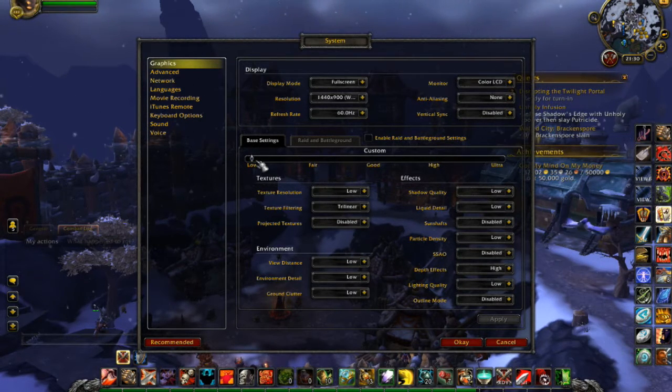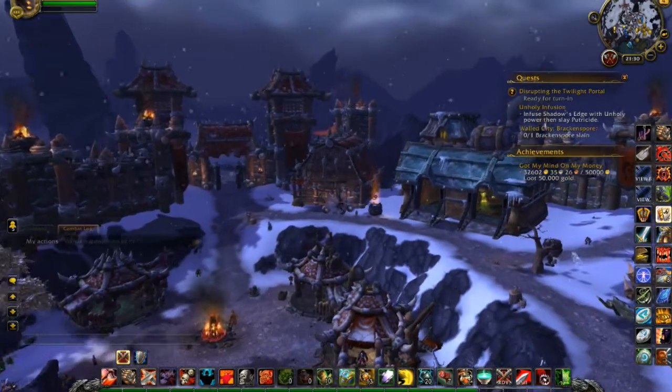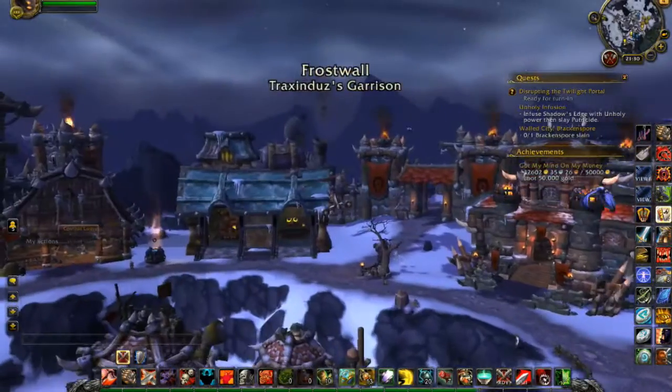but I'm going to cycle to the fair settings because there's really nothing going on. You immediately see some difference in the details and the drawing distance. Frames per second is really good, so there's not really any problem running WoW at the moment.